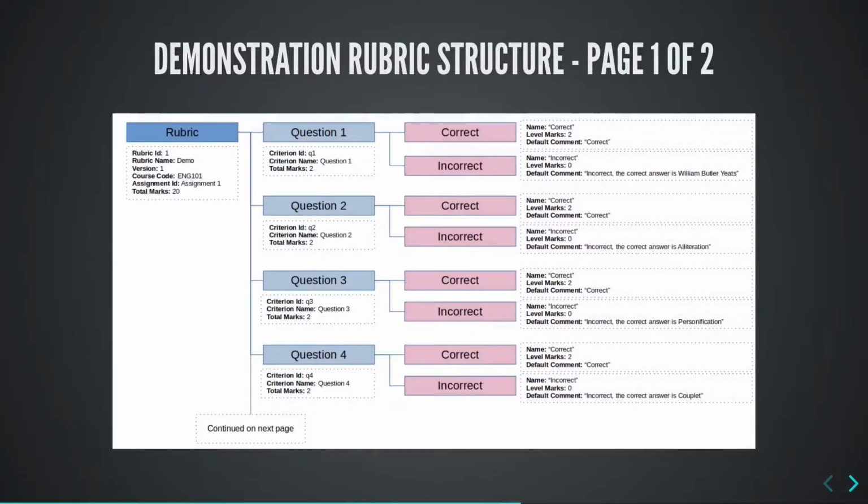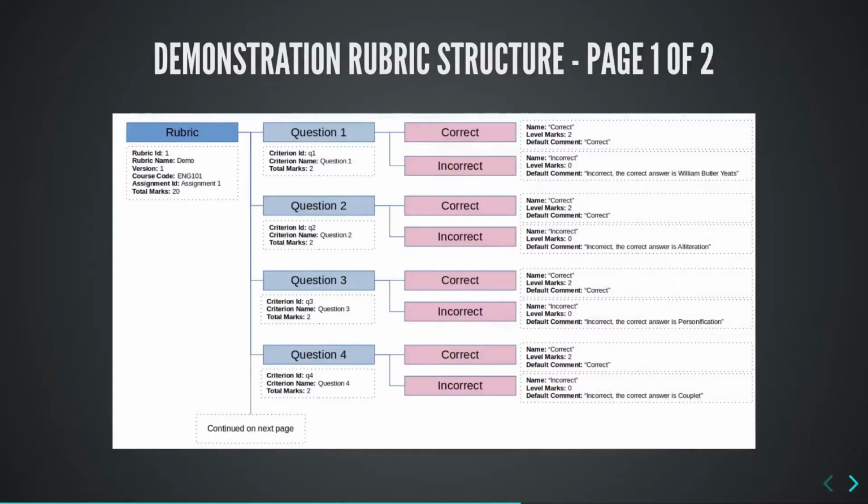Our example is for an introductory English poetry assignment. This assignment contains 5 questions. Question 1 to 4 are simple questions in which the answer is simply correct or incorrect. Each question has a value of 2 marks. If the answer is wrong, the student gets 0 marks. And of course, if the answer is correct, the student gets 2 marks.